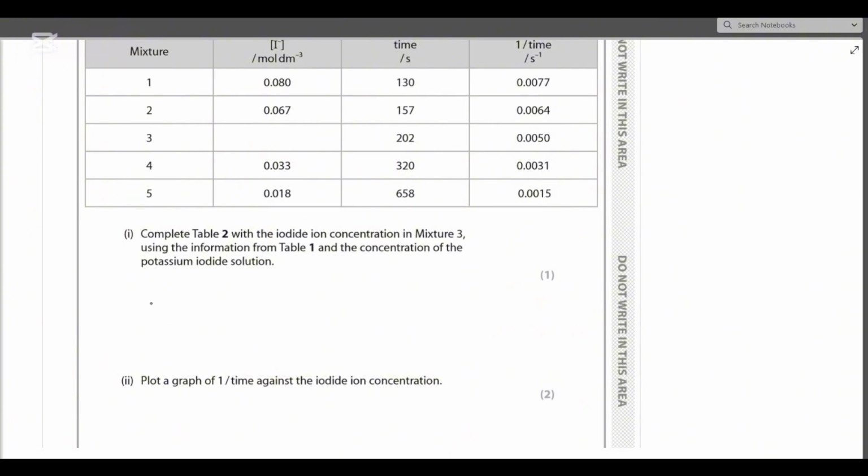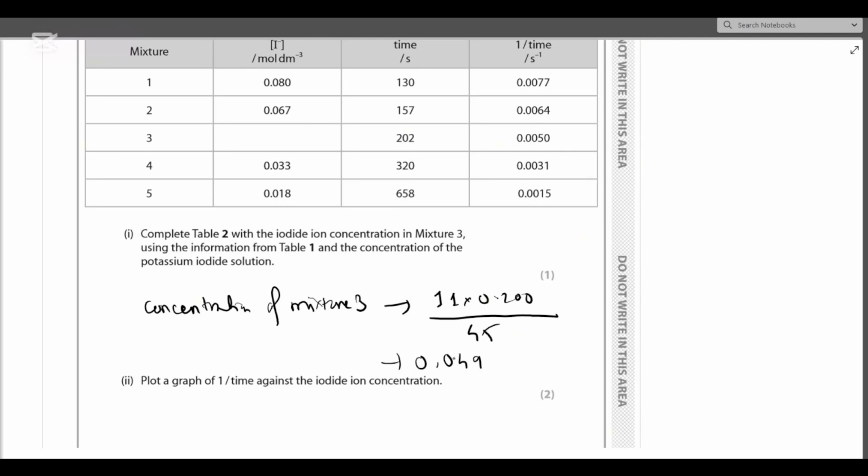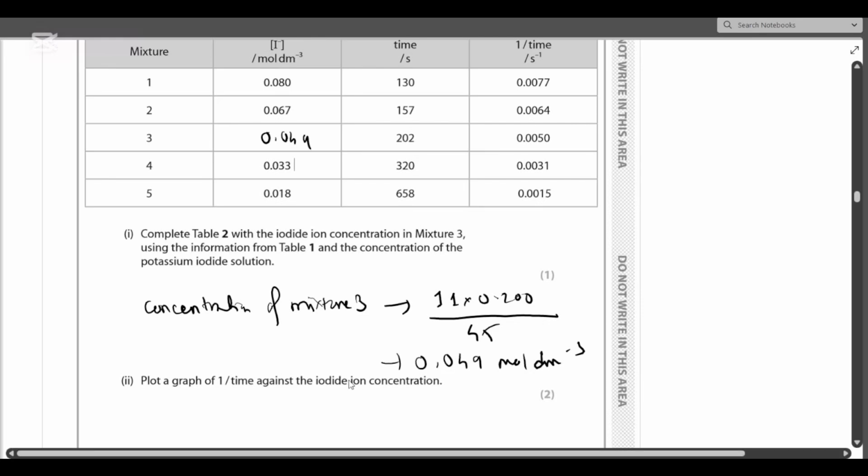So we can write down that the concentration of mixture 3 is nothing but 11 times 0.200, which is the number of moles, divided by 45. Eventually, if we use the calculator, we get about 0.049 mole per dm cube. So 0.049 is the correct answer.